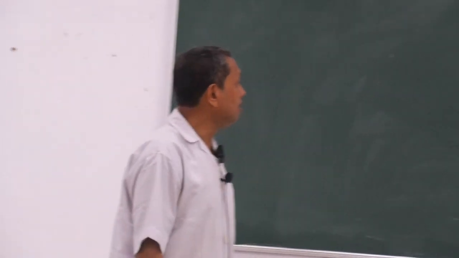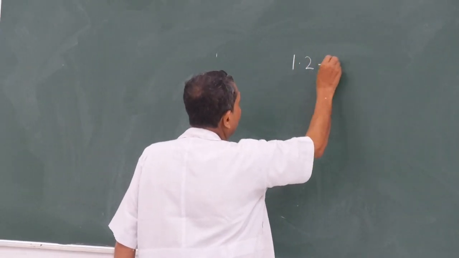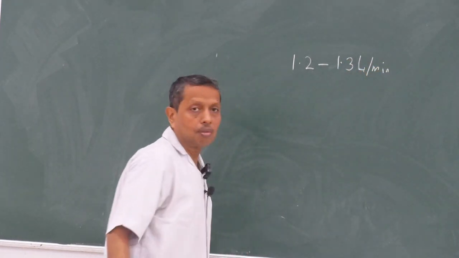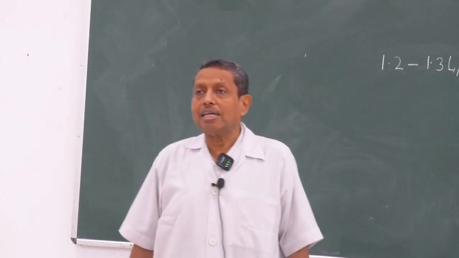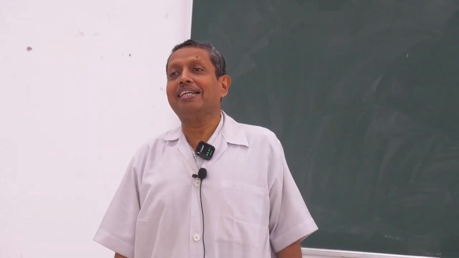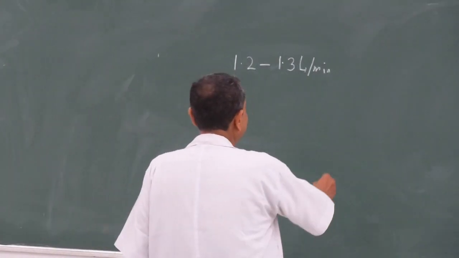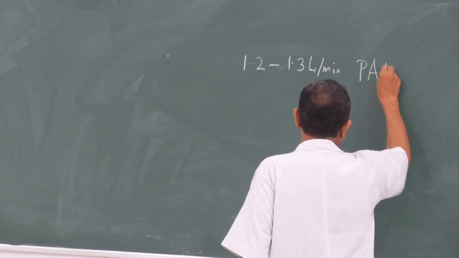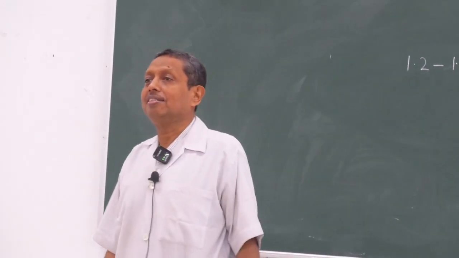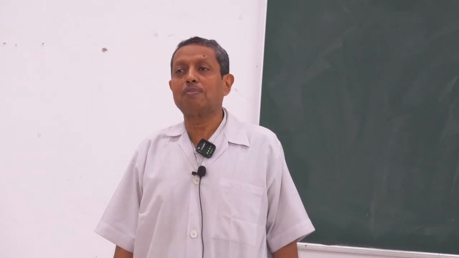Now we discussed there is the renal blood flow. It is 1:2:1 in an artery. Roughly 25% of the cardiac output. And renal plasma flow can be measured with para-aminohippuric acid clearance, PAH clearance. We discussed the other day, and this clearance is the effective renal plasma flow.